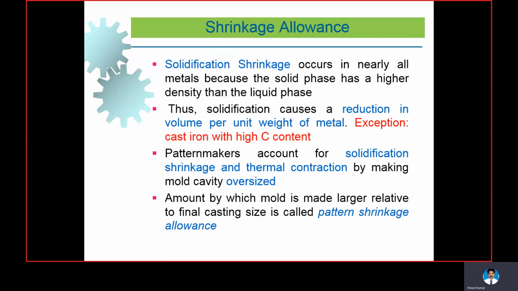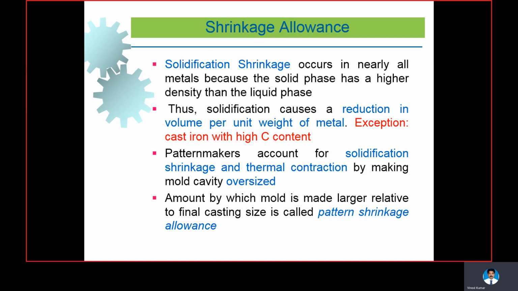So shrinkage allowance, what is the meaning of shrinkage allowance? Whenever we take a casting process, solidification shrinkage occurs in nearly all metals because the solid phase has a higher density than the liquid phase. The solidification causes a reduction in volume per weight of the metal, except cast iron with high carbon content. So pattern makers give a solidification shrinkage and thermal contraction allowance by making the mold cavity oversized.